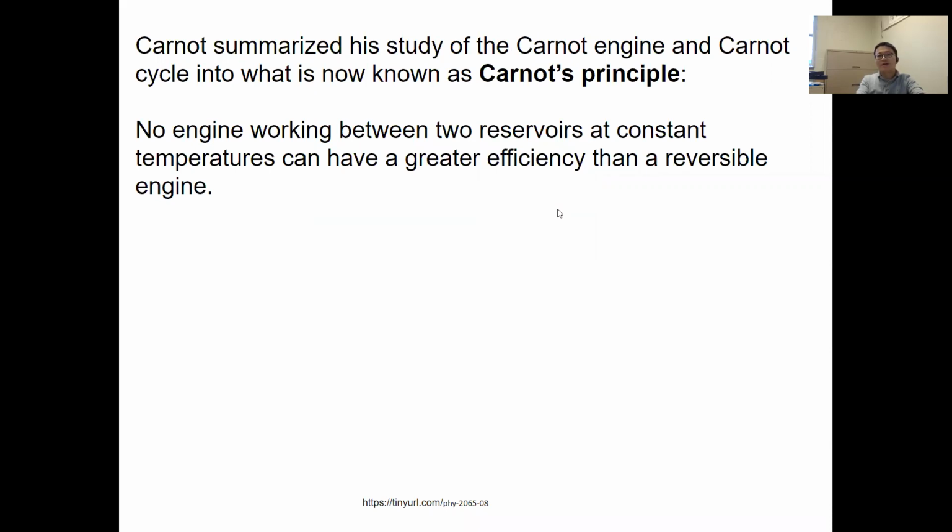To summarize for Carnot engines, Carnot summarized his study of the Carnot engine and Carnot cycle into what's known as the Carnot principle, which says no engine working between two reservoirs at constant temperature can have a greater efficiency than a reversible engine. So that means the Carnot efficiency is the greatest. Once you have the two temperatures of the reservoirs, that's the upper limit you can hit. You cannot go beyond that.